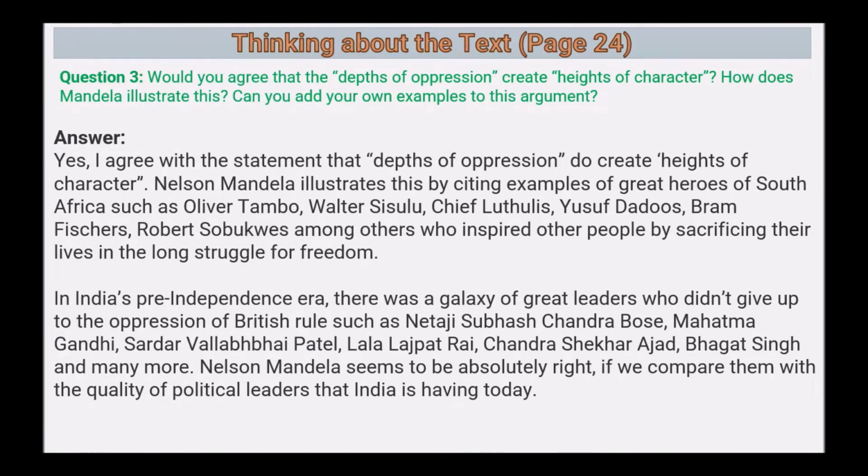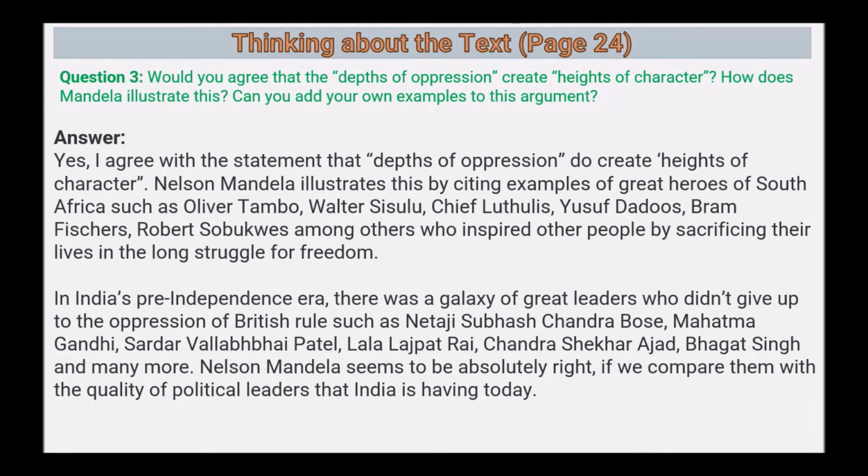Next, would you agree that the depth of oppression creates heights of character? How does Mandela illustrate this? Can you add your own example to this argument? Yes, I agree with the statement that depths of oppression do create heights of character.